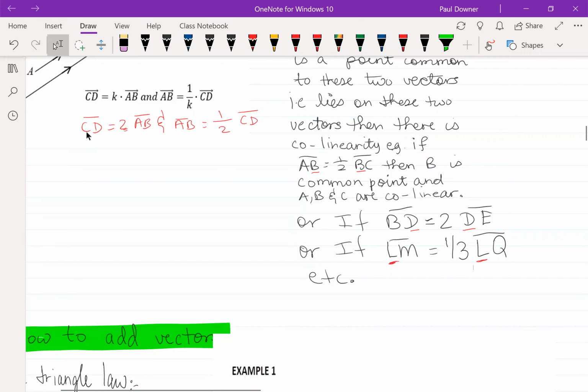In this case, there's no collinearity because there's no common letter on either side. There's no collinearity here because there's no common letter on both sides. All that is happening here is that this vector is parallel to this one. Okay, so that's what you need to know.